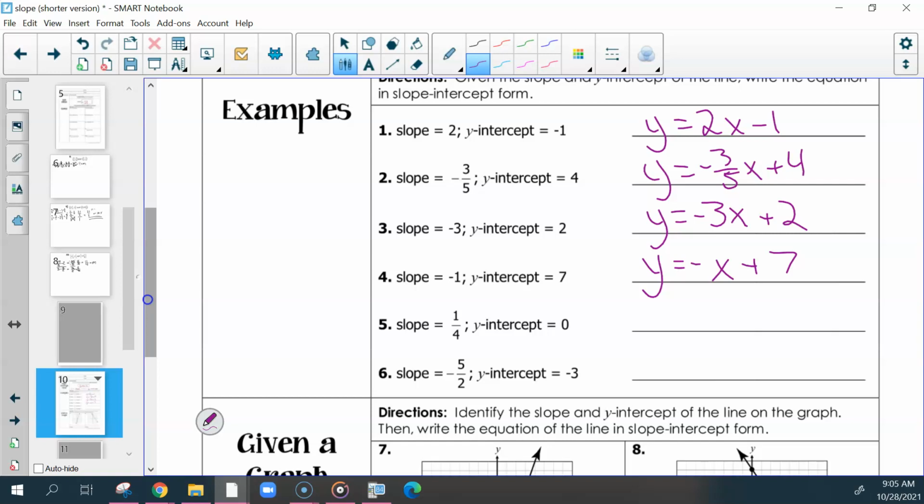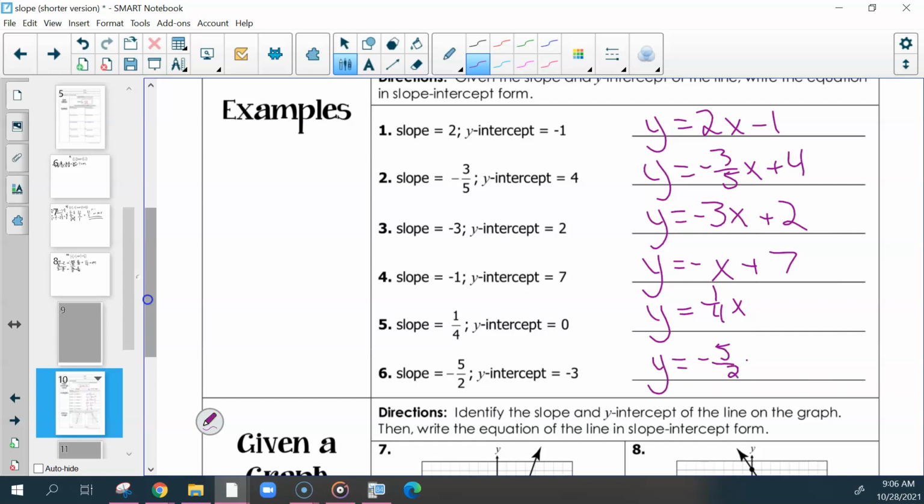Number 5. You can put plus 0, or you can leave the 0 off. You will see it without the 0, but you can definitely put plus 0 to help you remember that it has a y-intercept of 0, so either or.